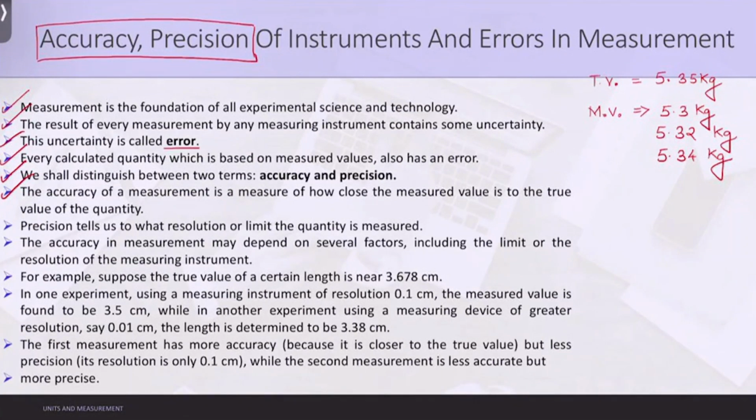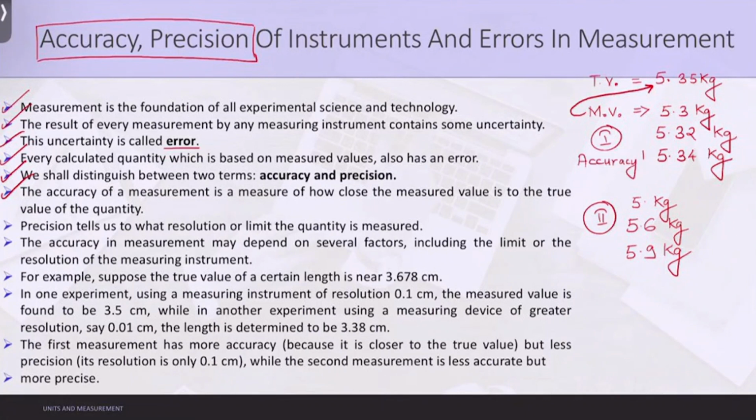And another thing, again I did 3 experiments. I got the answers as 5 kg, let's say 6 kg, and let's say 5.9 kg. So as you can see, the first set of results is much closer to the real value. So we can say that here the accuracy is much higher. Here the accuracy is low. That is the explanation.